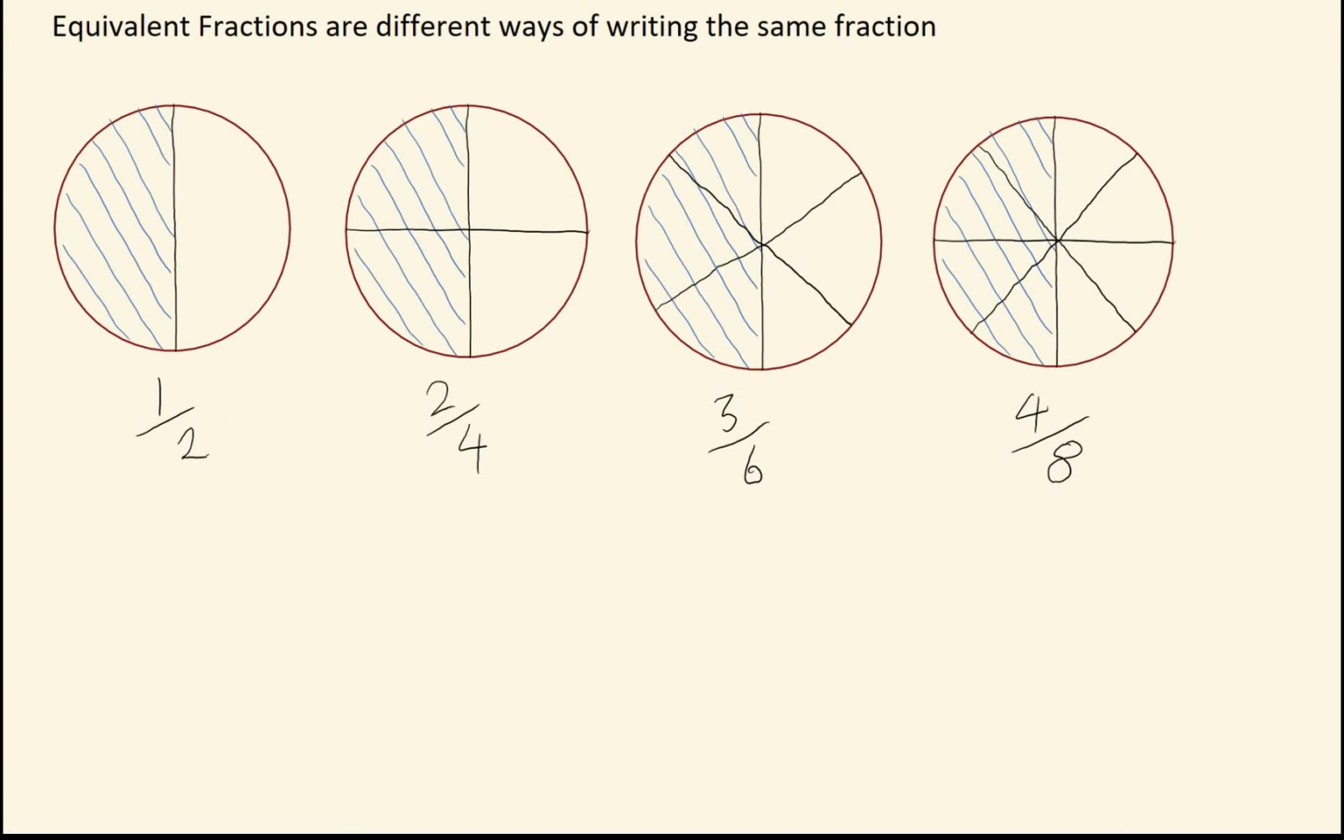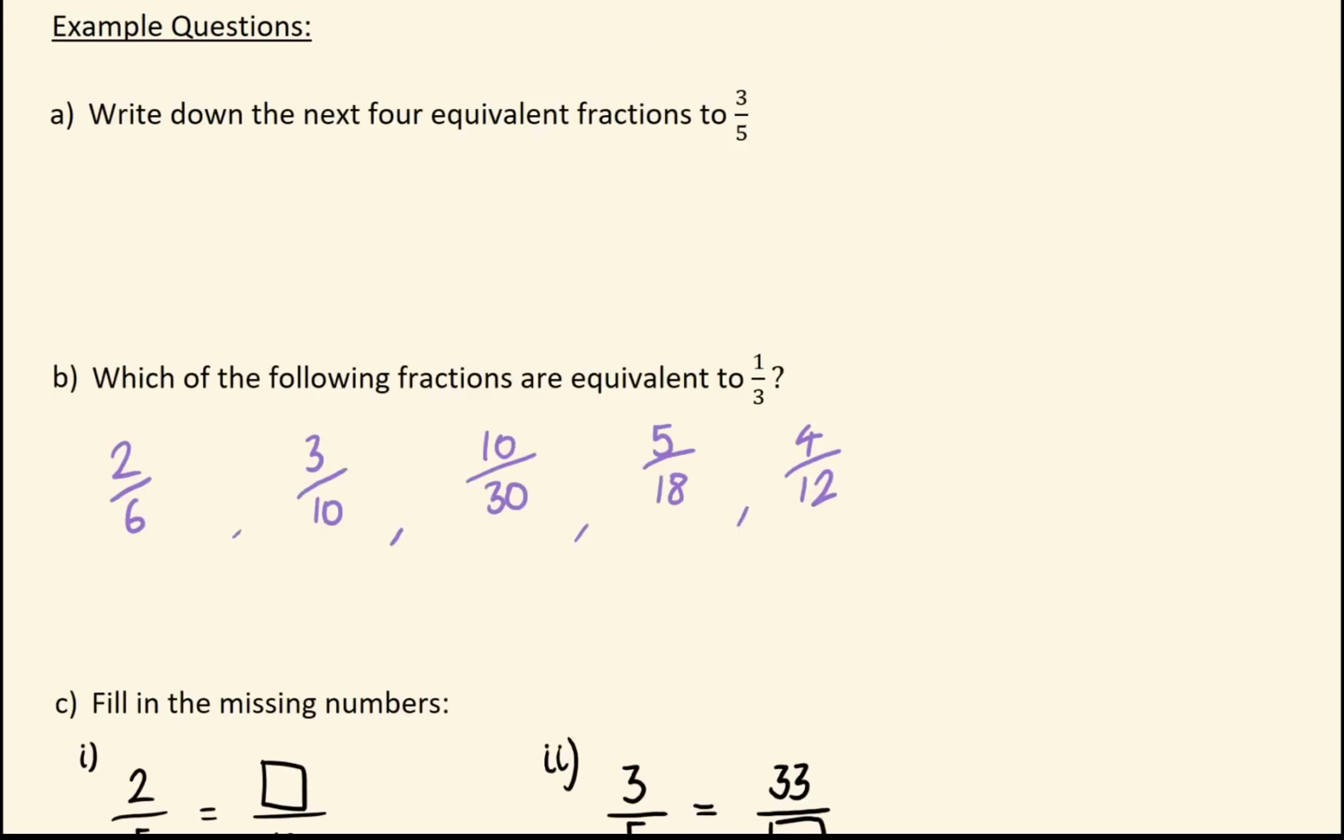As a better definition, equivalent fractions are basically different ways of writing the same fraction. So looking here, all these fractions over here is half a circle shaded in. Depending on how many times we cut up that circle, we can write it as many different ways as we want to. Also quickly notice for all these fractions, this bottom number is always double the top number. So for example, you could have 100 over 200, and that is still equivalent to a half, because 100 is half of 200.